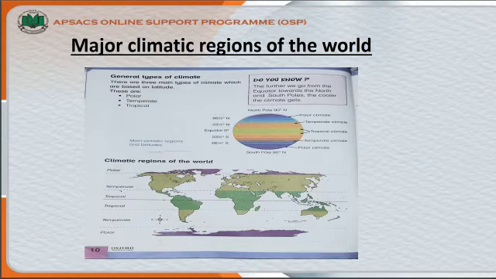Open page number 10. Here are types of climate which are based on latitude. Look at diagram and recognize climatic regions. On the same page 10, map shows climatic regions of the world. Observe map carefully and locate regions.